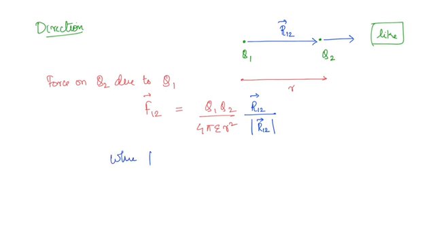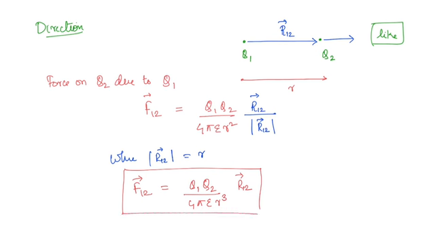Where the magnitude of R12 bar is nothing but r. So you can also write F12 bar as Q1 Q2 by 4 pi epsilon r cube R12 bar. So this is also one way of expressing. We can see that we have the magnitude as well as the direction. So this is the complete Coulomb's law.